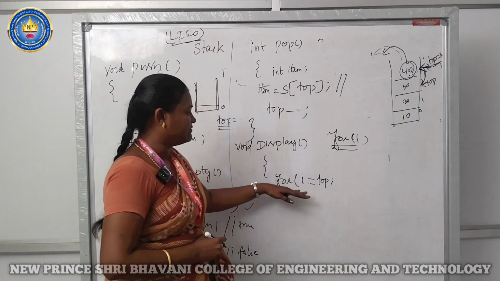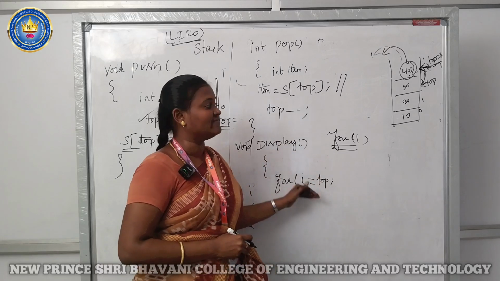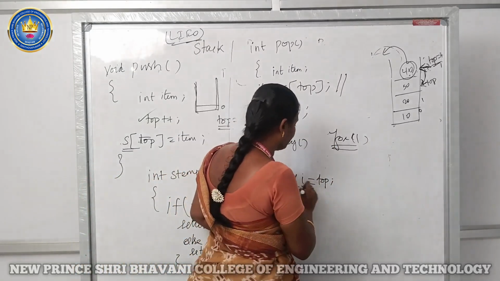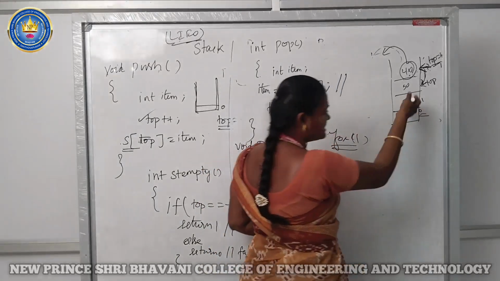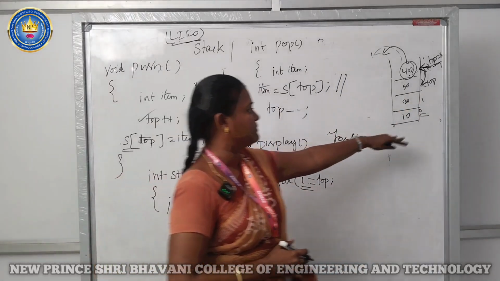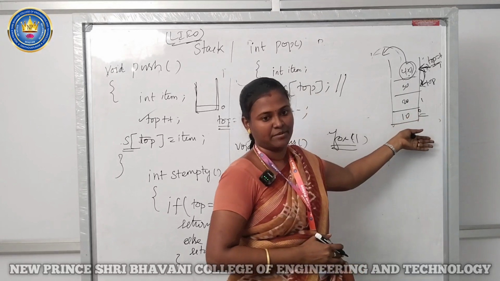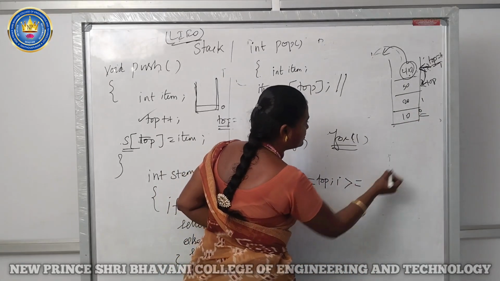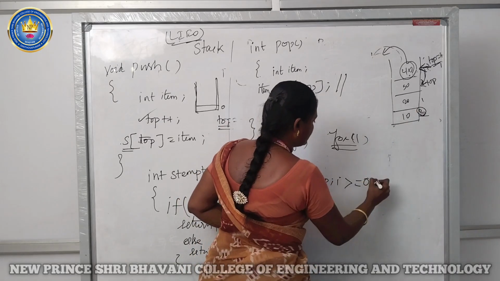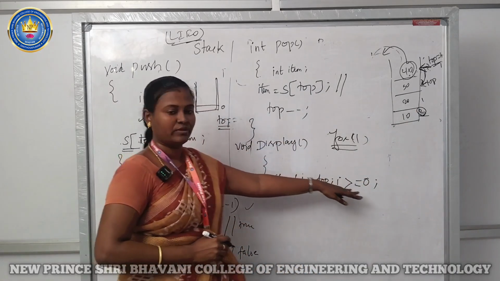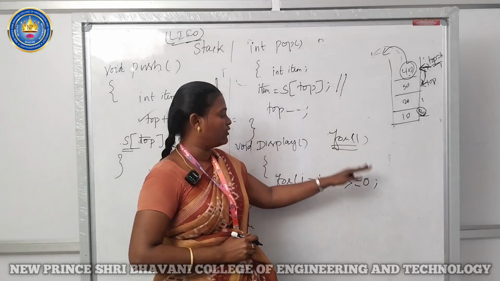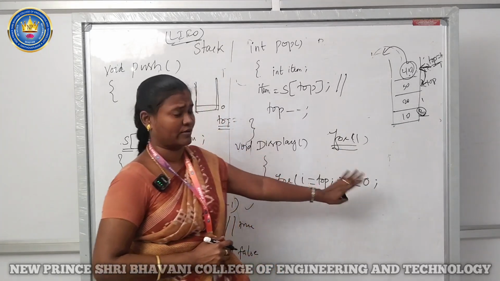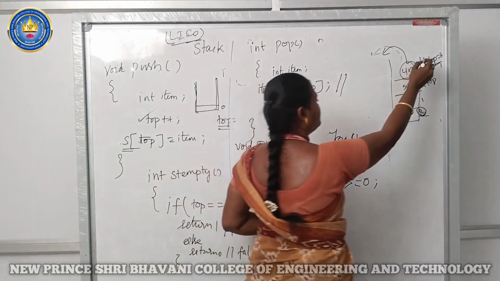Again, what is the maximum limit of I where we stop the iteration? When the I value reaches 0, the stack elements are completed and the stack is empty. So the condition is I greater than or equal to 0. If we reach 0, the stack is completed. So we have to show the elements up to the 0th location, from top to 0.